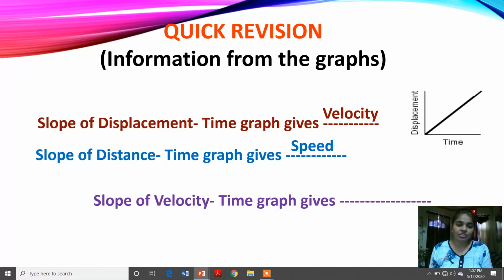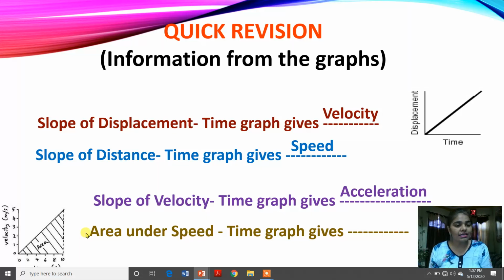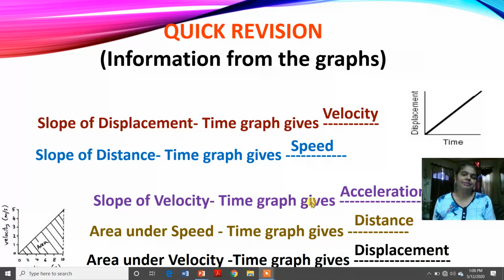And for velocity time graph, remember velocity time graph? Here it is. If we calculate the slope of this, then it will give us, yes, acceleration. And what about the area? If we calculate the area under velocity time graph, then it will give us, yes, displacement. But if it is speed time graph, it will give us distance. But for velocity time graph, it will give us displacement.